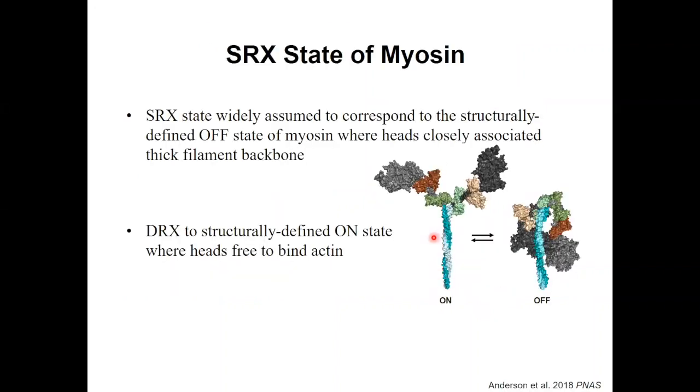So the biochemically defined super relaxed state has been widely assumed to correspond to the structurally OFF state, where myosin heads are closely associated with the thick filament backbone and are less likely to interact with actin. And the DRX state corresponds to the structurally defined ON state, where myosin heads stick out and readily bind to actin.